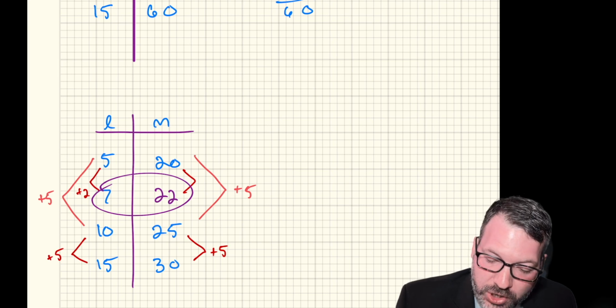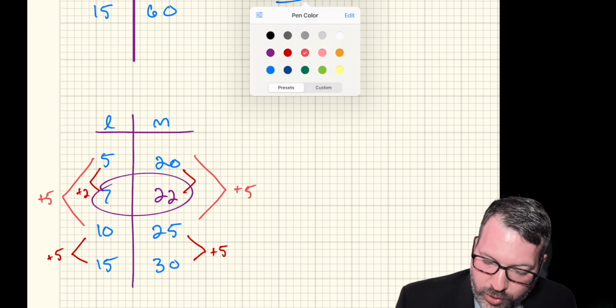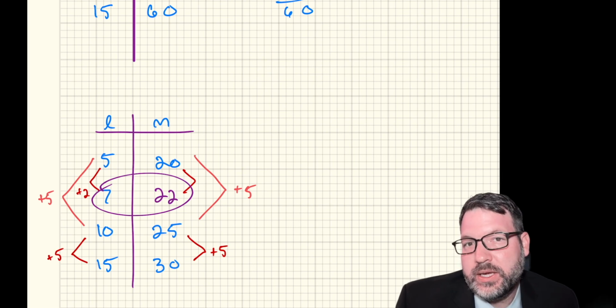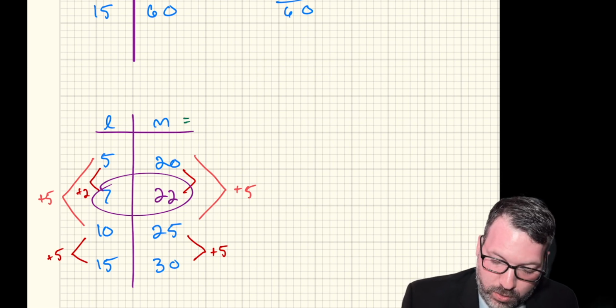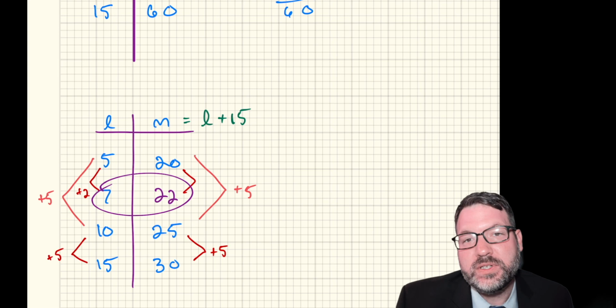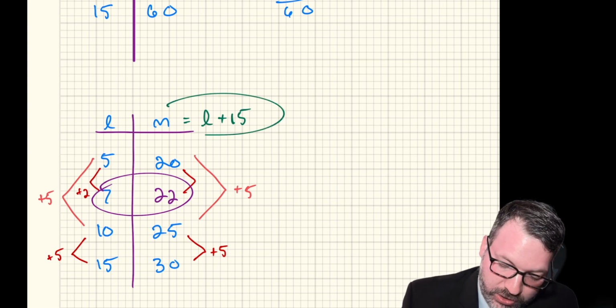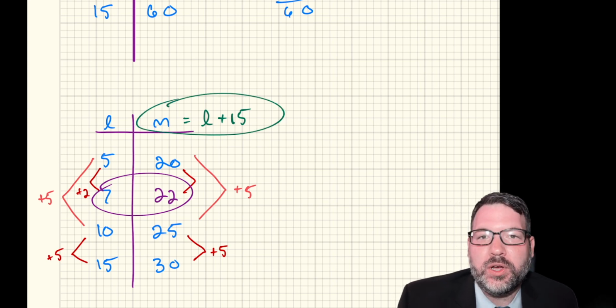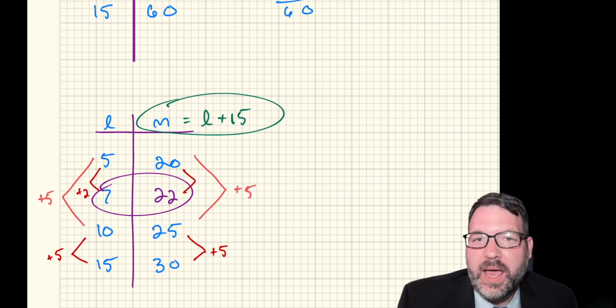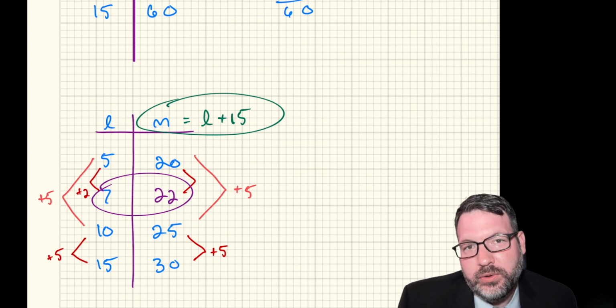Now, as far as actually knowing what the rule is, there are a variety of things you can do. In this case, did anybody figure out M equals L plus 15? All we're doing in each case here is we're taking what's on the L side of the table and adding 15 to it to generate the new values on the M side of the table.